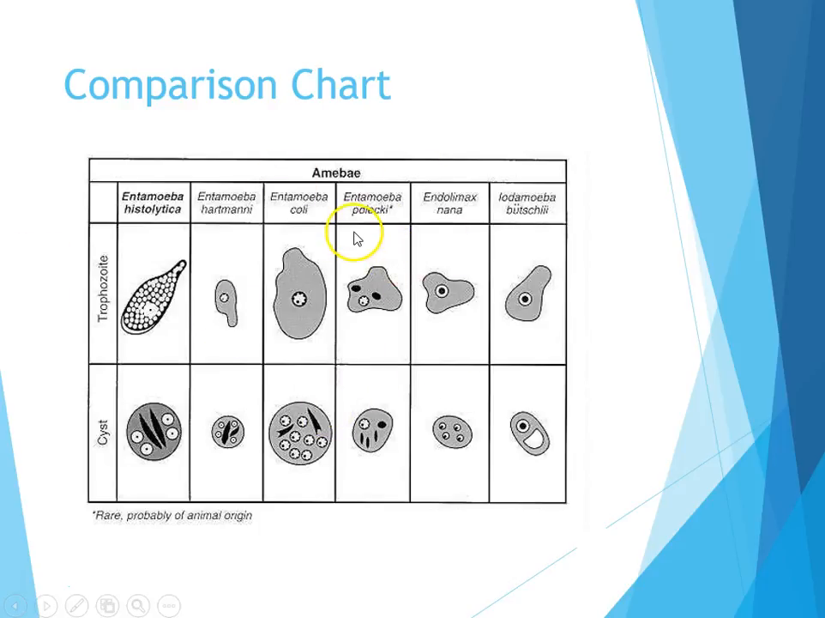This looks like a comparison chart, but it didn't come from your book. This comparison chart is not as good as the one in your book. You don't need to know this one right here with the little star. It's very rare, but you do need to know the other. So please look in your book at those comparison charts. They will help you.